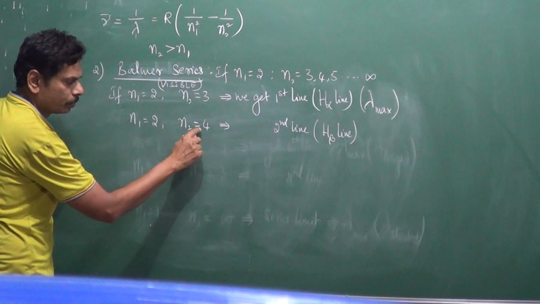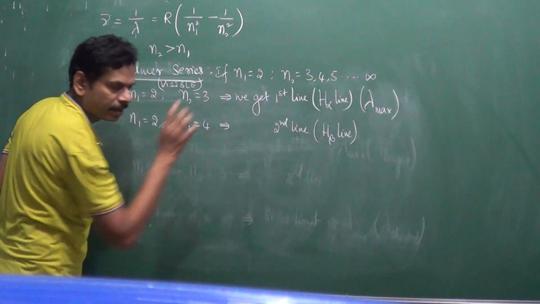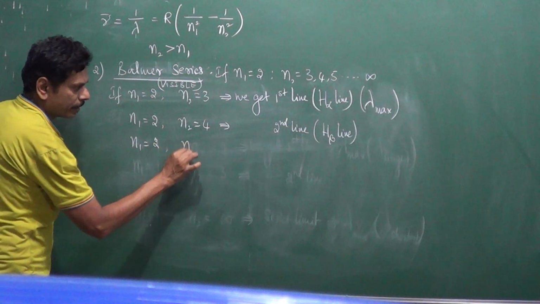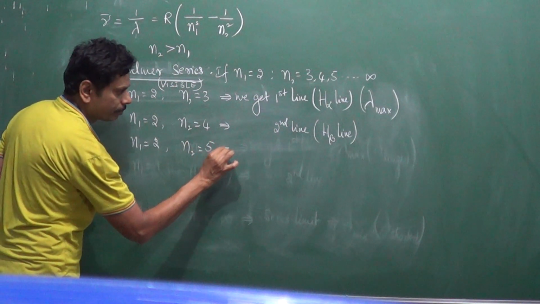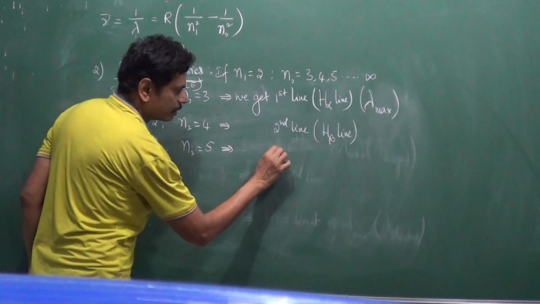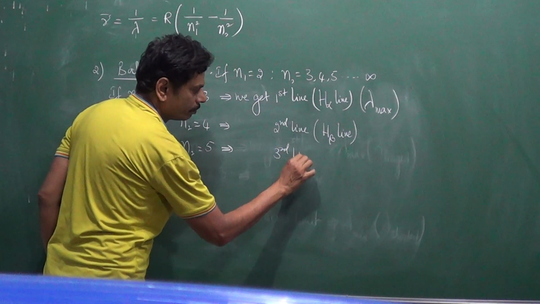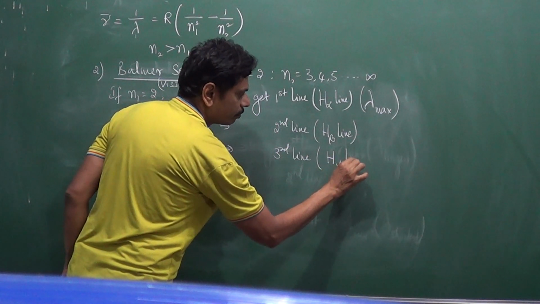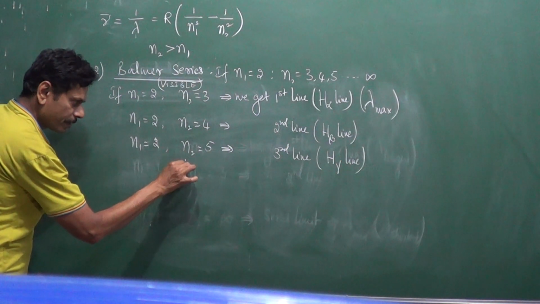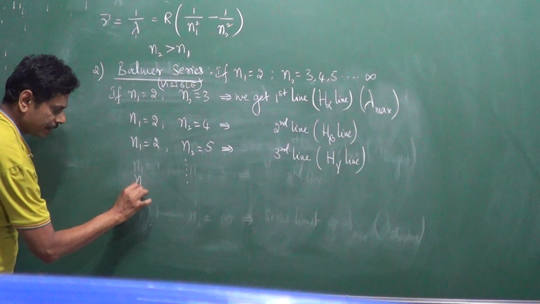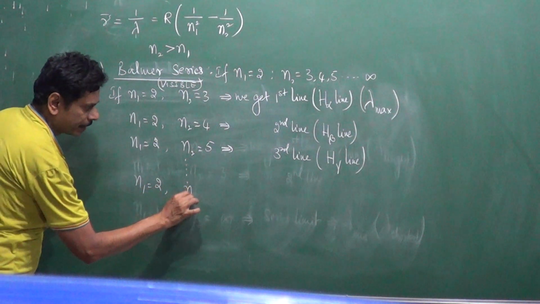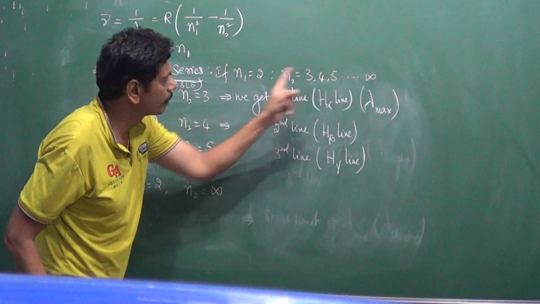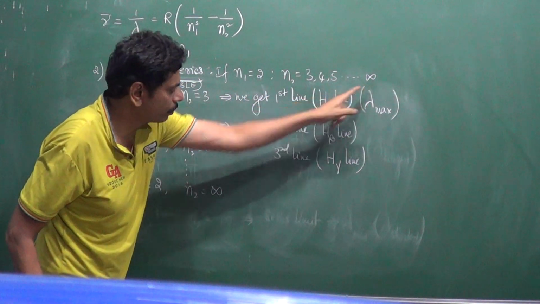So n1 is equal to 2, n2 is equal to 4, we get the second line. n1 is equal to 2, n2 is equal to 5, we get the third line. The third line is called the H gamma line, and so on. Let us take n1 is equal to 2 and n2 is equal to the last one, infinity.